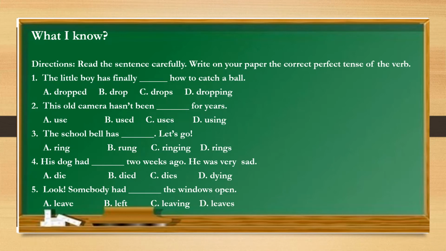Number 4, his dog had blank 2 weeks ago. He was very sad. A, died. B, died. C, dies. D, dying. Number 5, look, somebody had blank the windows open. A, leave. B, left. C, leaving. And D, leaves.